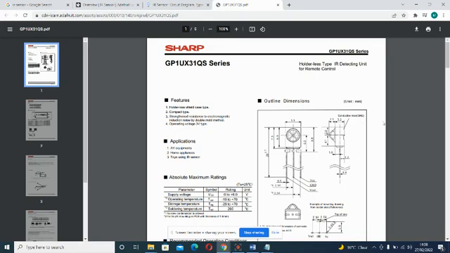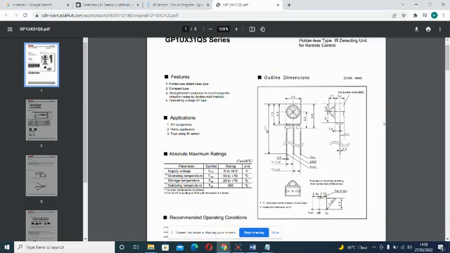Its data sheet includes this is GP1UX31QS. It is a compact, holderless sensor used for remote controls.